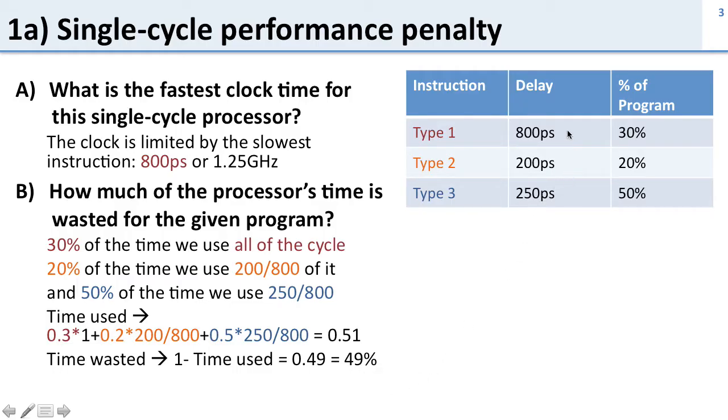So if we have a single cycle processor, the processor has to run as slowly as the slowest instruction, and for this program and these instructions, we'd end up wasting 49% of the time, because 49% of the time we're doing one of these instructions that doesn't need the whole amount of time of the slowest instruction.